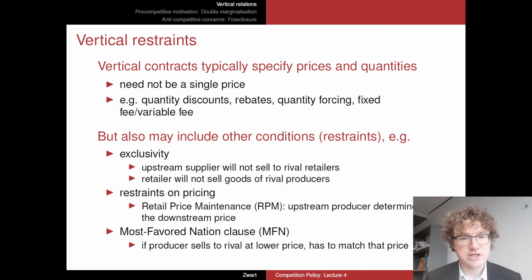One other kind of clause that you might see in such contracts would be the so-called most favored nation clause, in which the producer says, well, this is the price, retailer, that you're paying for my goods, and I'm going to promise you that I'm not going to sell my goods to some other retailer at a lower price. And if I do so, then you have the right to get this lower price as well. So if this producer sells at a lower price, it has to match this lower price to the original retailer. So those are all examples of additional conditions or restraints that might appear in these vertical contracts.